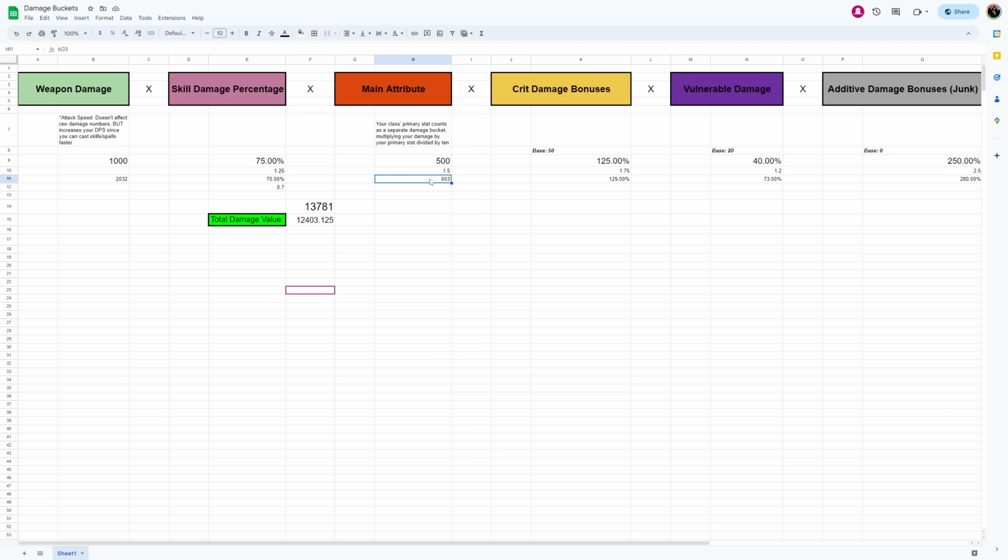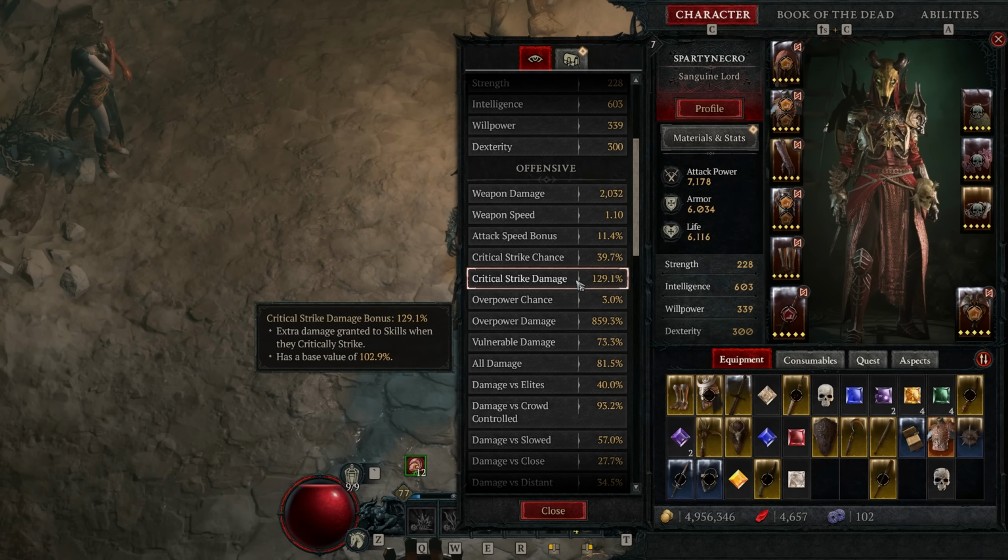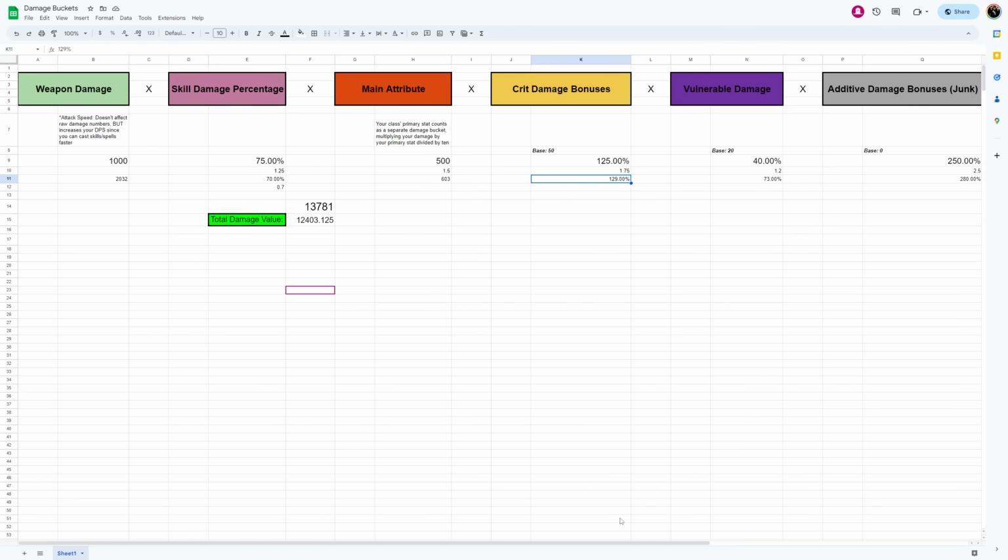Our main attribute is 603. We took a look at that earlier. We've seen that on our paper doll. 600. We rounded a little bit earlier, but it's right there. Now, crit damage bonus, we're going to find that also on our materials and stats, offensive. You'll see it right here. That has a base value of 102.9. Ours is 129.1 through whatever bonuses we've got. We have put that into our equation.